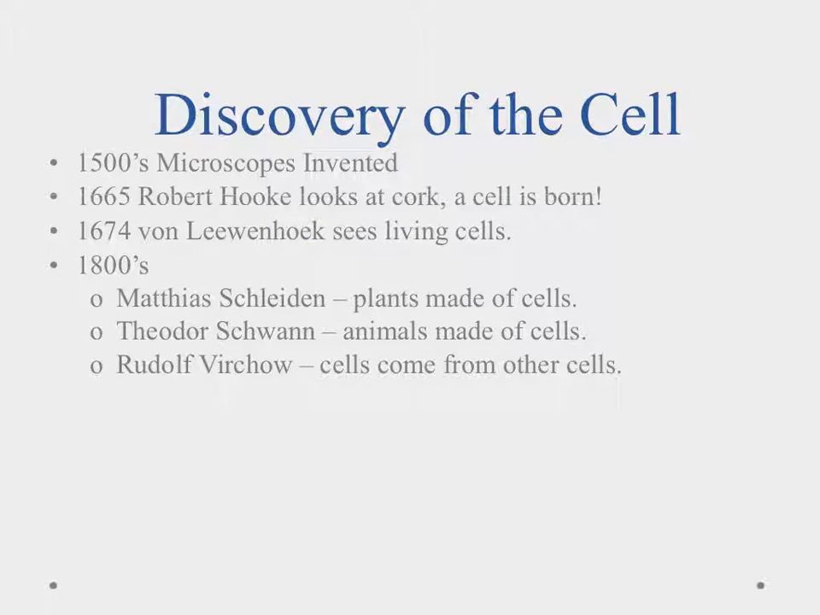Okay, so let's talk a little bit about the discovery of the cell. Back in the 1500s, microscopes were invented, and the first microscopes were nothing more than a magnifying glass. It was just a lens that allowed people to make things look a little bigger. From there, they put a couple of these together, and we came up with a compound microscope. And in 1665, a scientist by the name of Robert Hooke looked at cork.